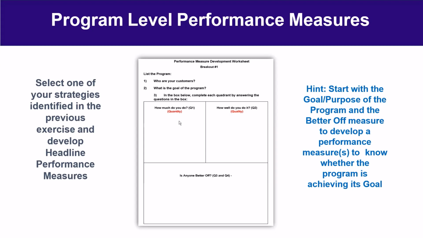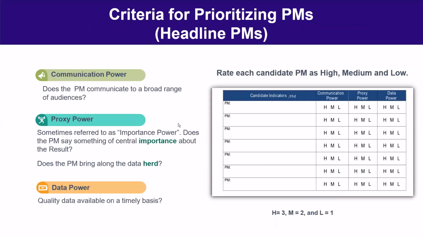And if you have too many performance measures, remember we did this with the indicators last time, you can rank them on these criteria. Communication power: do people understand it? Does it make sense? Does it communicate to a broad range of audiences? Proxy power or importance power: does it say something of central importance about your program? And does it bring along the data herd?